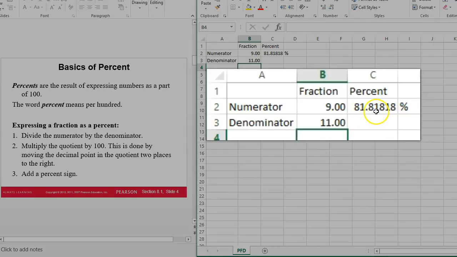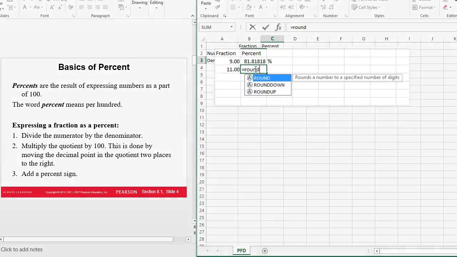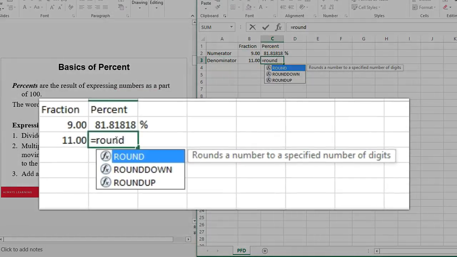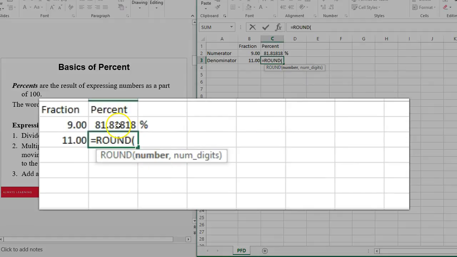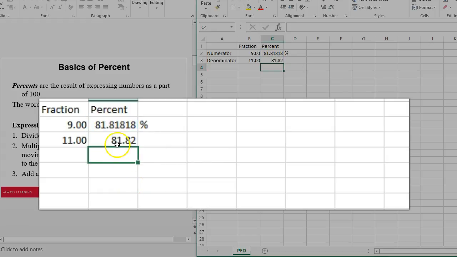You can even tell Excel to round it to the nearest hundredth if you want to. Like you could type in equals round, double click right here where it says round, and then it says round number. What do you want me to round? So click the percent, and then it says comma, and then number of digits. So comma, how many digits? I want you to round it to 2 digits. Alright, and now it rounded it to the second place value.